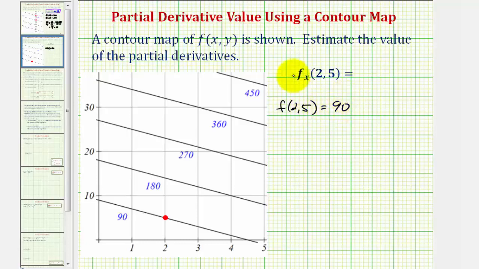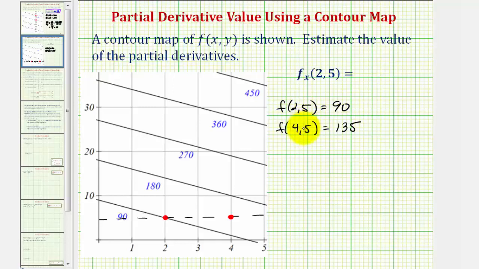And now because we're finding the partial with respect to x, let's sketch a horizontal line that's parallel to the x-axis and select a second point on this horizontal line. Let's go and select this point here. Notice how the x-coordinate is 4, the y-coordinate is 5, and the function value looks like it'd be somewhere in between 90 and 180. Let's estimate the function value to be 135. So we'll say f of 4, 5 is equal to 135.